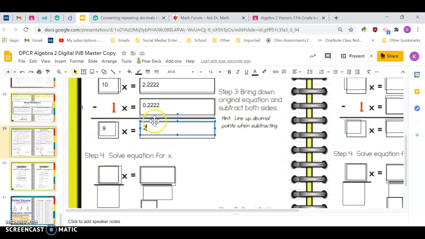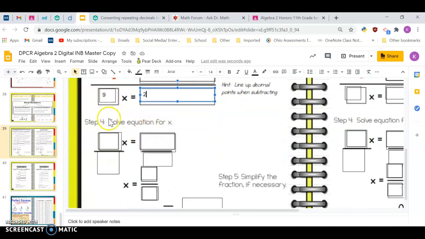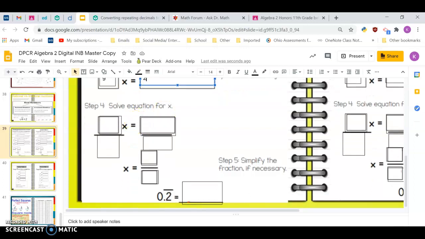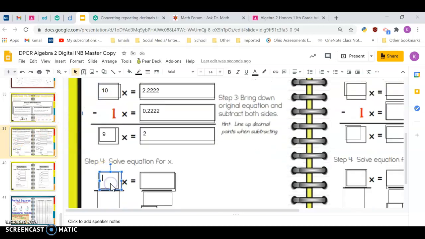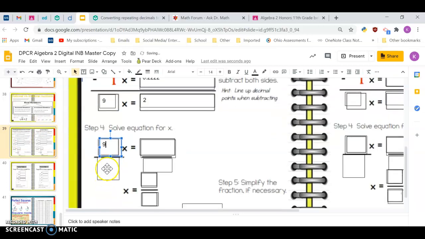Next, we got 9x equals 2. We're going to solve this equation for x. So I am going to divide both sides by that 9 that's next to that x.